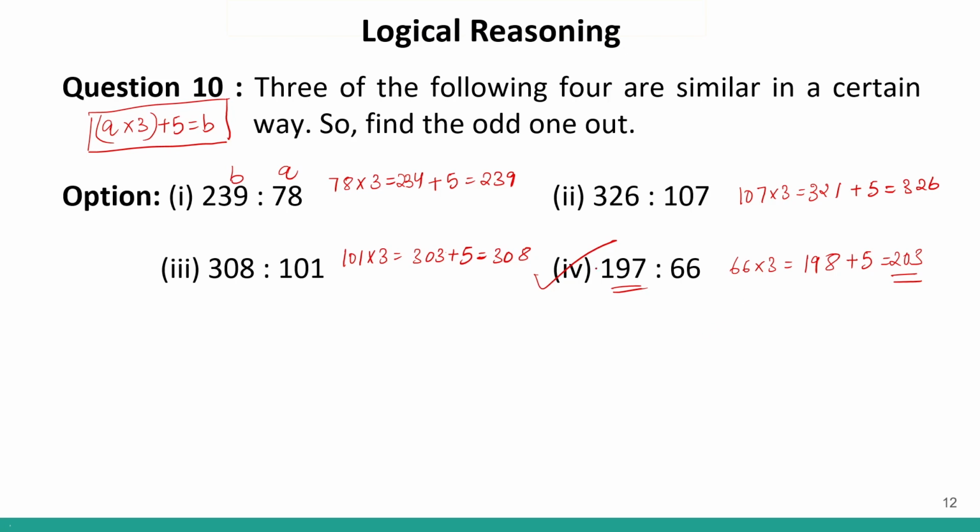Clear? So this was the logic. This was being followed in option number 1, 2 and 3, but not in option number 4.